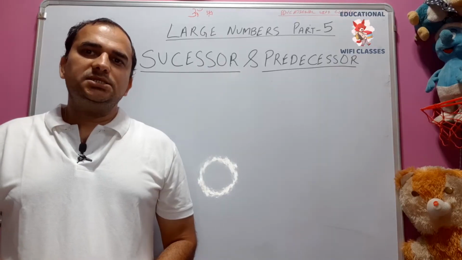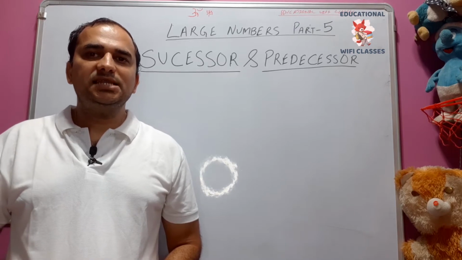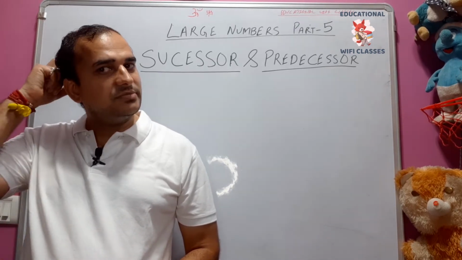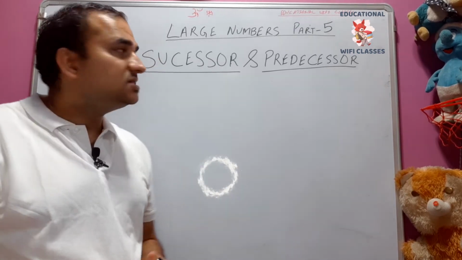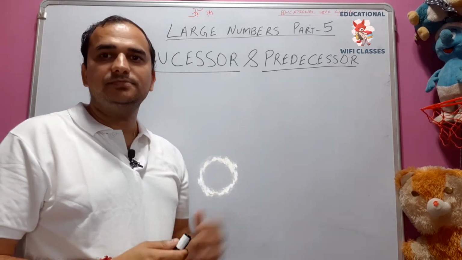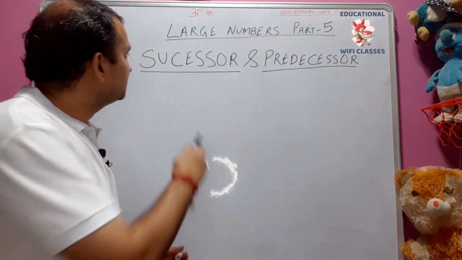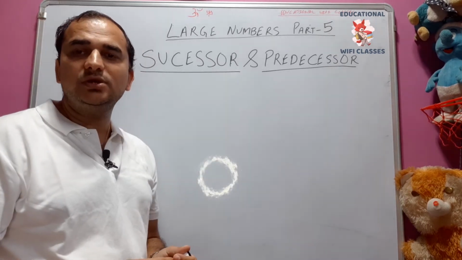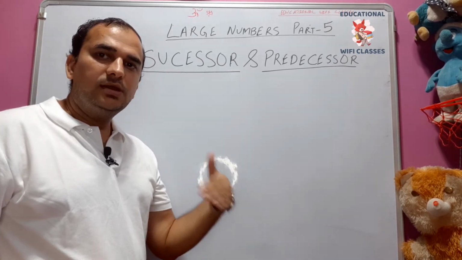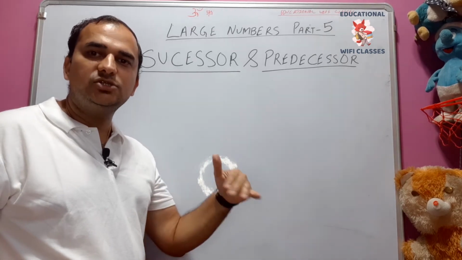Subscribe. Hello guys, let's start our next class, large numbers part 5 with the successor and predecessor. So what is successor and what is predecessor? As we go with the name, successor, what does success mean? Success means to increase or improve, like you are getting success in your life because you are improving in your life.